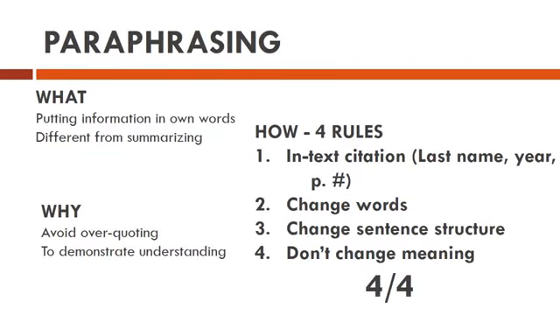So remember, when you are paraphrasing, you must follow the 4 rules. Include an in-text citation, the author's last name and the year, as well as the page number if you have it. Make sure you change the words that you can change from the original. Make sure you change the sentence structure or the way the sentence is organized, but don't ever change the meaning from the original.